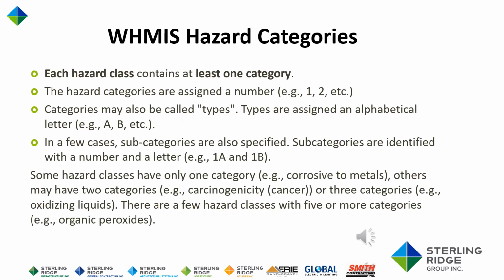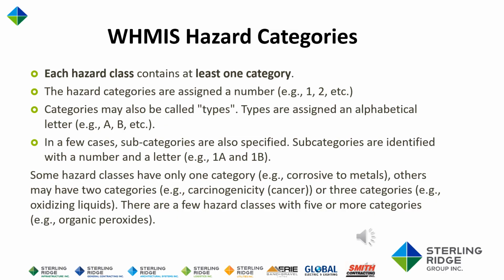WHMIS hazard category. Each hazard class contains at least one category. The hazard categories are assigned a number, example, 1, 2, etc. Categories may also be called types. Types are assigned an alphabetical letter, example, A, B, etc.